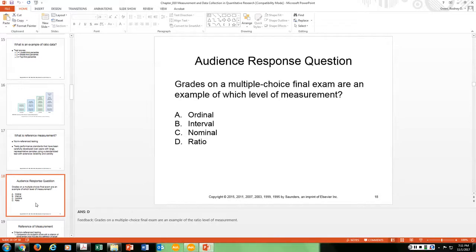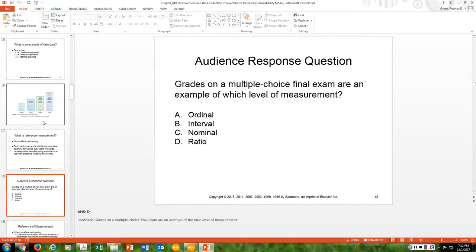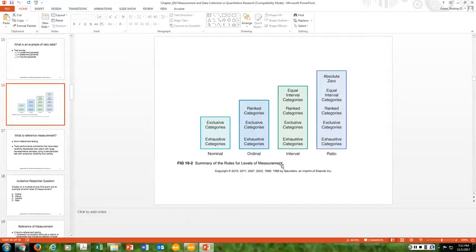Here is a question for you. Grades on a multiple choice final exam are an example of which level of measurement? Ordinal, interval, nominal, or ratio? Well, the answer is D. Grades on a multiple choice final exam are an example of the ratio level of measurement.